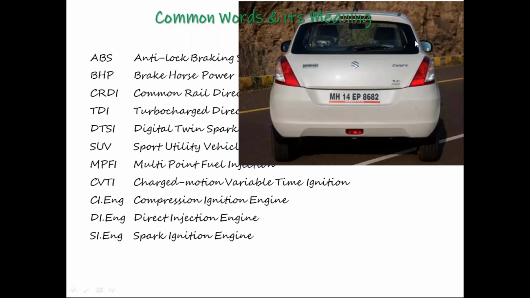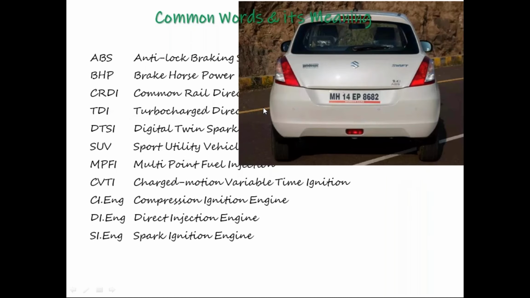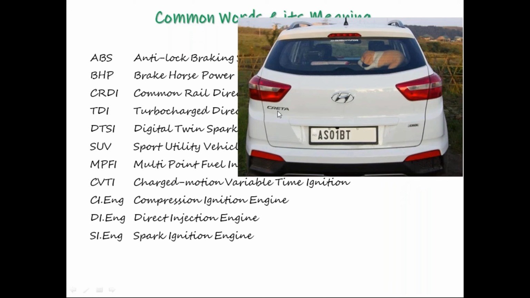You might have seen this Swift on which the backside has ABS written. Everyone might have seen this. If not, now you can check on-road vehicles, what type of words or letters or sentences are written behind them. Then we have brake horsepower and then CRDI, that is common rail direct injection system. Hyundai Creta, you may observe this CRDI, the name written behind it.